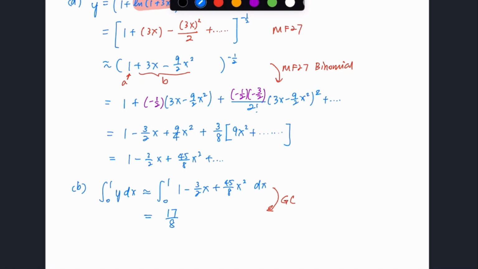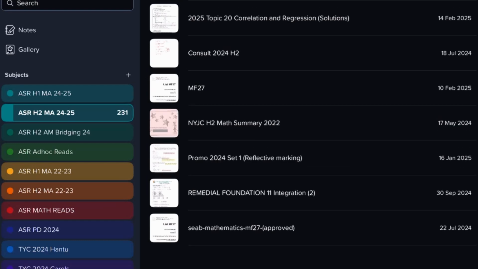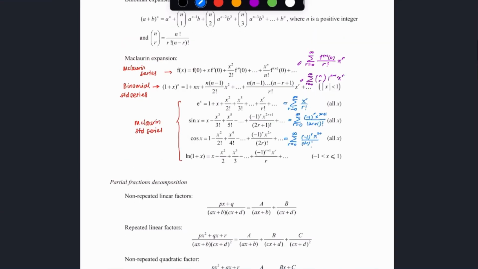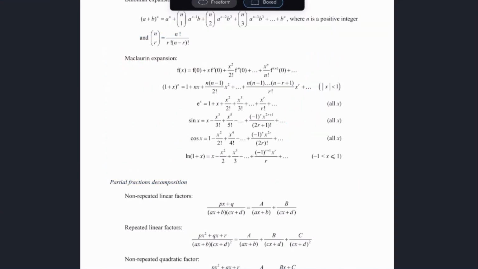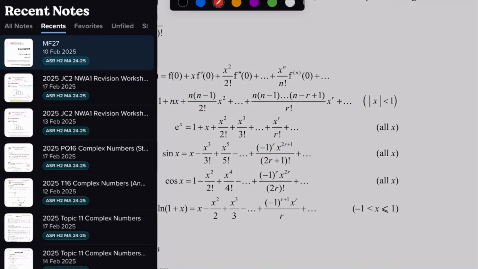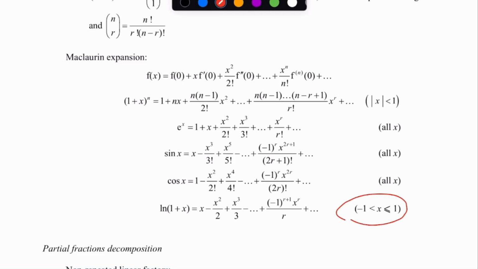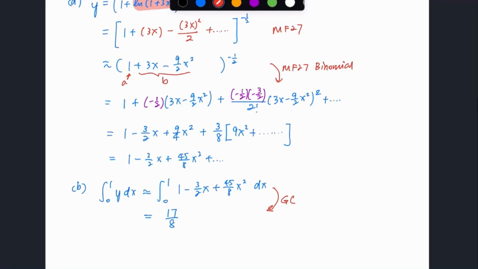Let's take a look at our MF27. Sorry, I go out for a while. Okay, MF27. Let's take a look at what we used to evaluate or to find out. We actually look at this, correct? We look at this one, and we need this one. This one is a bit hard to evaluate, so what we do is we look at this instead because we use the 3x. So, back to this.